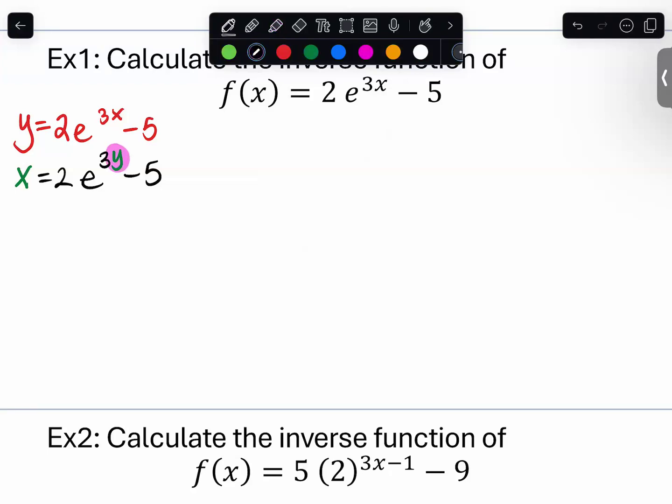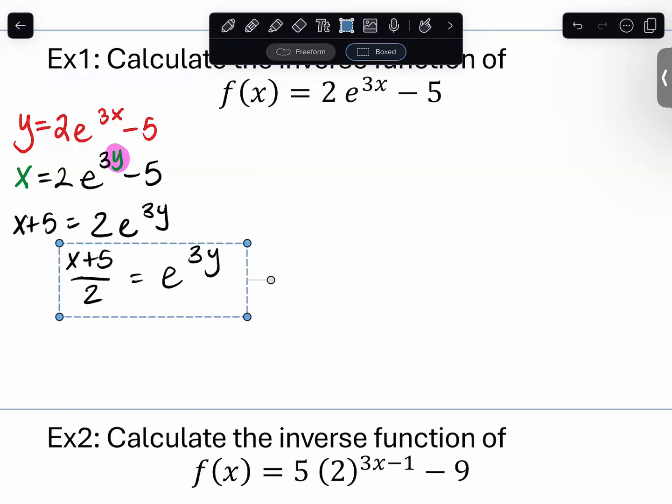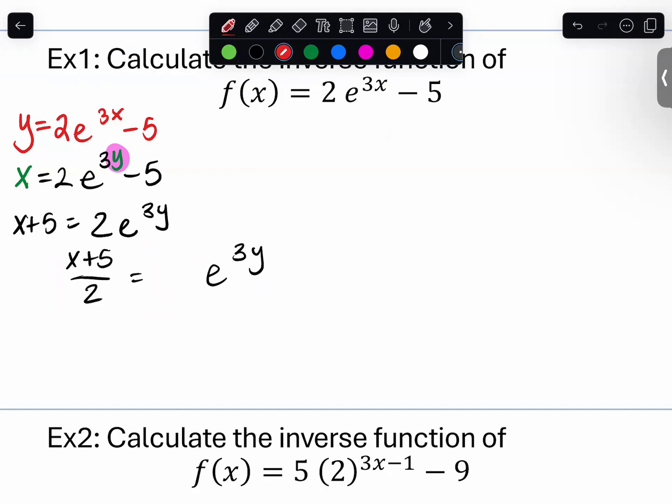So first I'm going to get rid of that -5 by adding 5 on each side. Then I'm going to divide away the 2 to start to isolate that exponential function. And now that I have this exponential function isolated, I'm able to get rid of an exponential function with what we now know as the inverse operation by taking the natural log of each side.